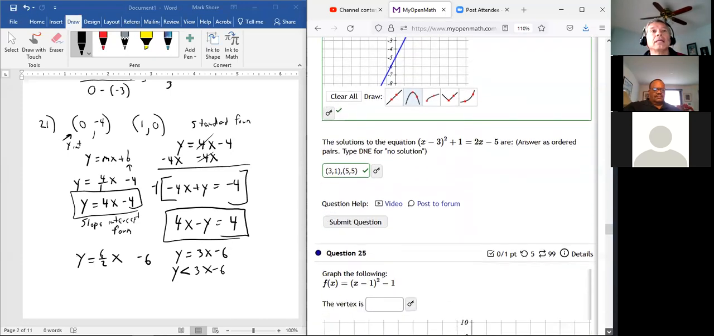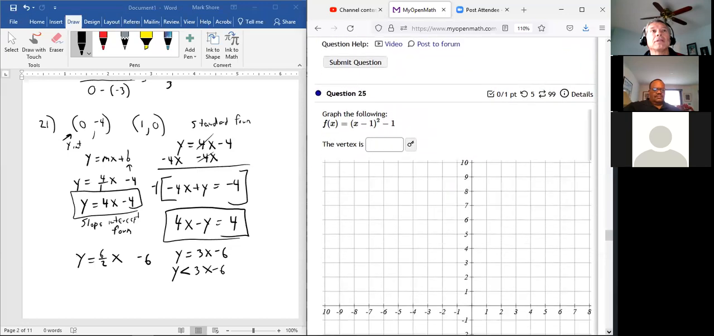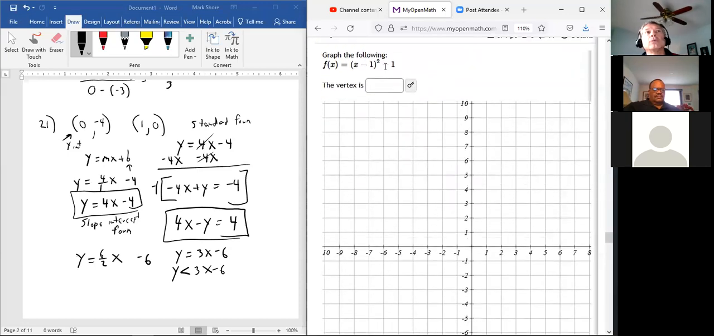And this one is just graphing this. So again, you see it squared. So it's going to be a parabola. And this means shifted to the right one, and this is down 1. And it's positive, so it opens upward. So I'll show you how we do this here.